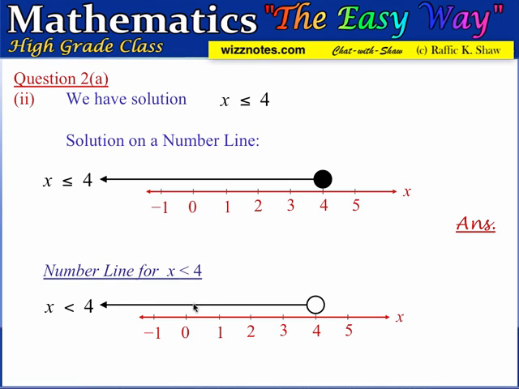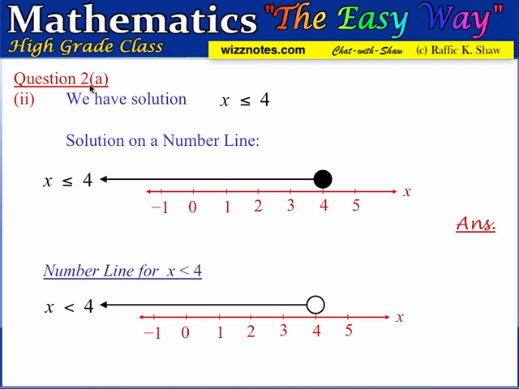We would only want values that are less than 4, but the circle is placed on the 4 because 4 is our boundary value. It is the boundary value for the inequality, and so this would be the number line if we wanted to represent x less than 4. An unshaded circle on the 4 here, and for x less than or equal to 4 we place a shaded circle on the 4 because the 4 is included in this case.